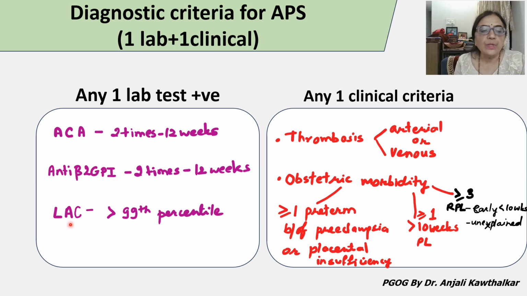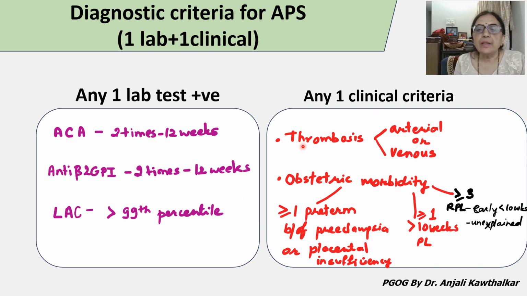antibody, and lupus anticoagulant. Out of these, the lupus anticoagulant antibody and the anti-beta-2 GP1 are to be repeated at least 2 times with an interval of 12 weeks, and there has to be moderate to high titers to diagnose it as antiphospholipid syndrome. So these are the strict criteria for the diagnosis. Or even lupus anticoagulant, if we measure it, its value should be greater than the 99th percentile.